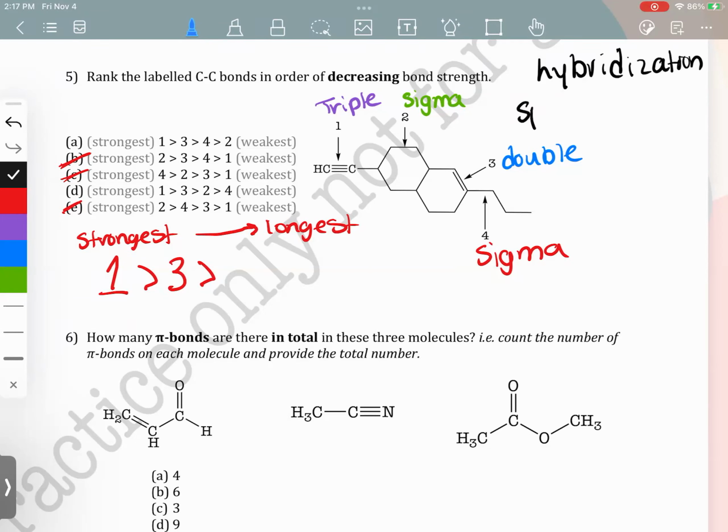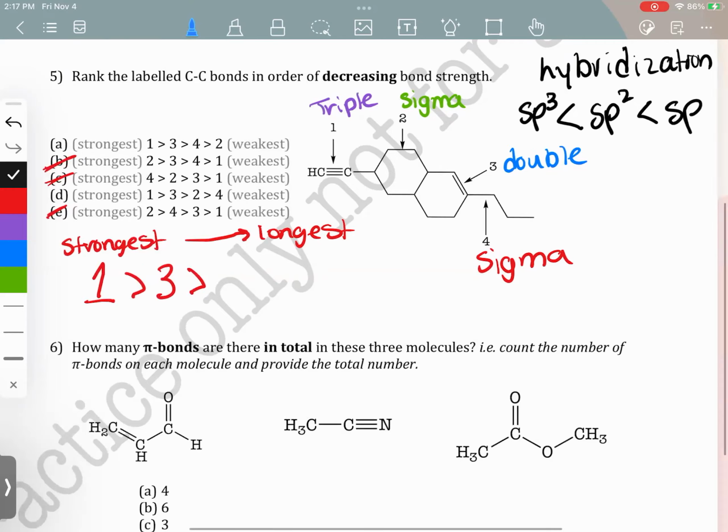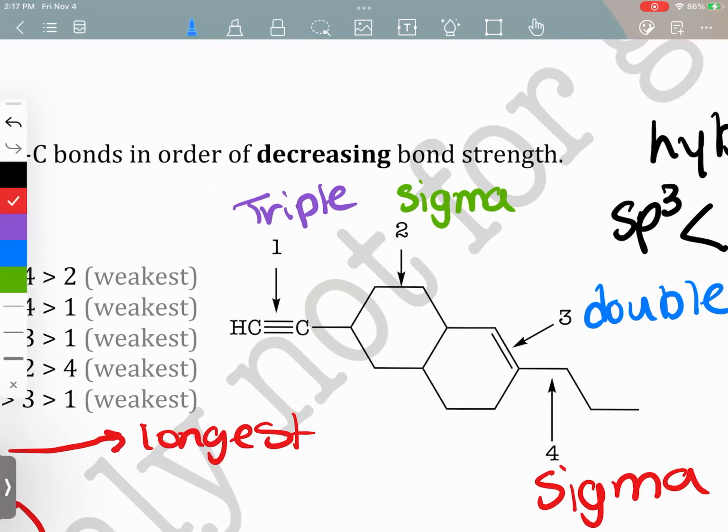Because remember, an sp3 hybridized orbital is weaker than sp2, which is weaker than sp. So we have to look at the hybridization to determine which one of these sigma bonds is stronger. So let's look at the carbons on 2. These 2 carbons are what type of hybridization? Those 2 carbons are sp3. Right, they both have 4 electron environments around them. So sp3 for this one, sp3 for this one.